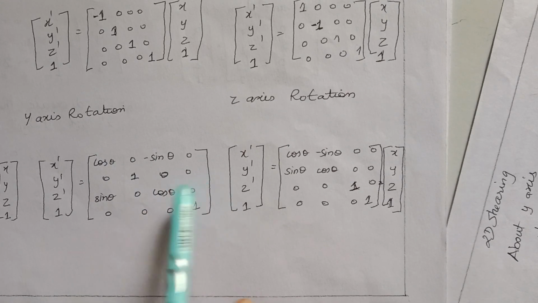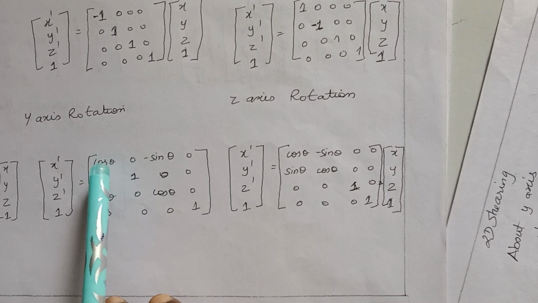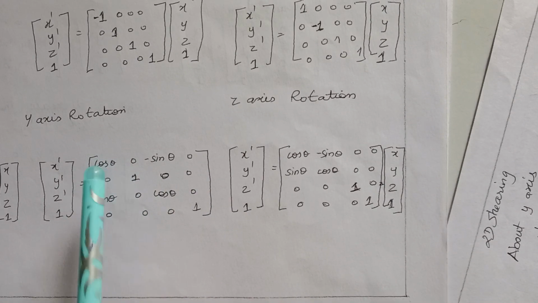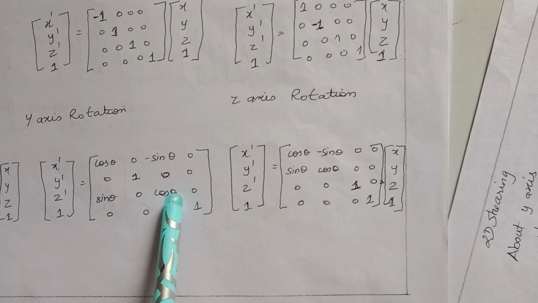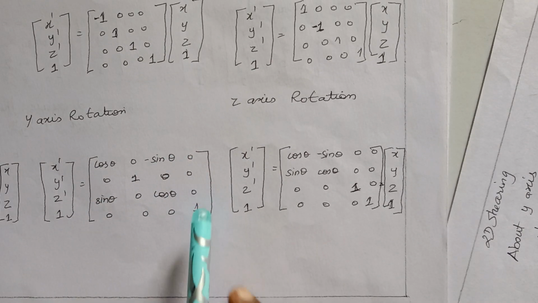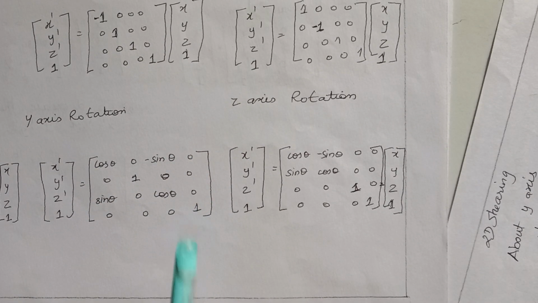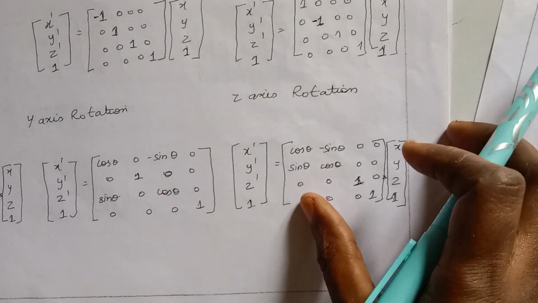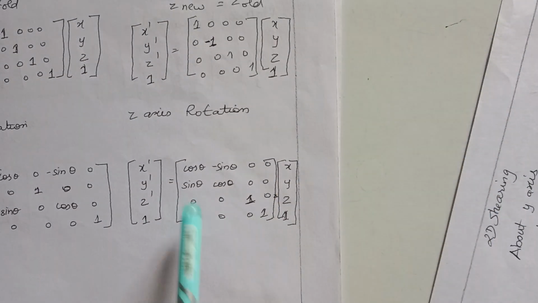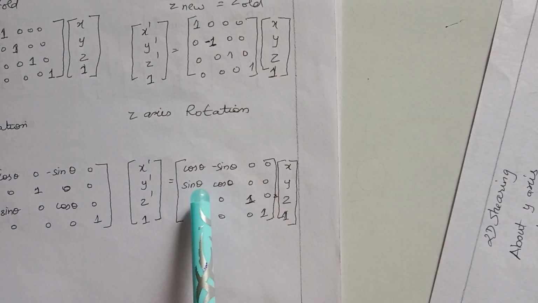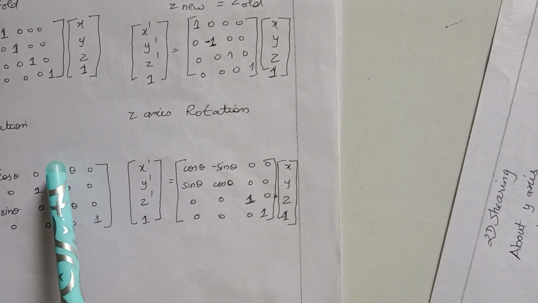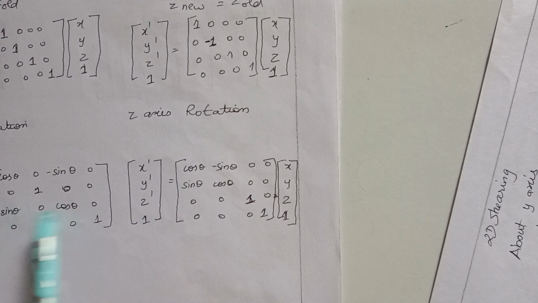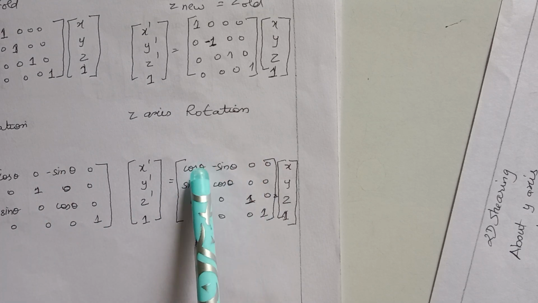Okay, don't fill any values. So first, take the cos theta, minus sin theta, cos theta. Here too it will be zeros, and then down at the bottom also zeros and 1. Next, for z-axis rotation, the third column and third row will be zeros. So you have to write the values here.